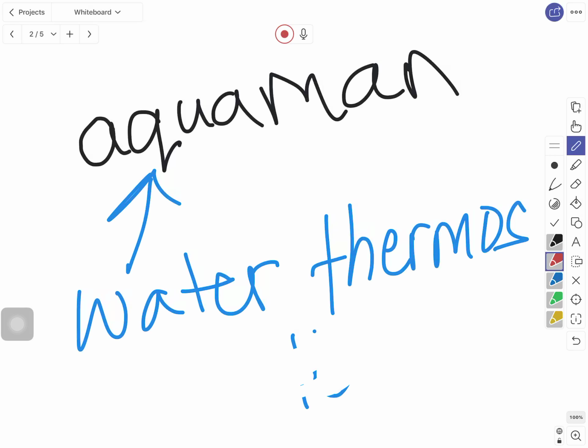Thermos. Remind you of anything? What does a thermos do? It keeps things warm. How about a thermometer? It measures the heat or measures the temperature. Thermostat. They all have to do with heat.